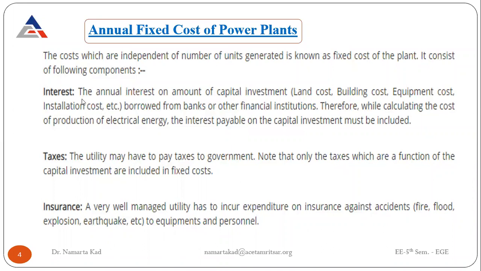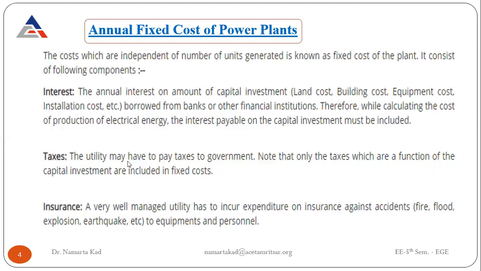And under this, the first category is the interest. The annual interest on the amount of capital investment. Okay, what the investment should be done to install the power plant. The annual interest on the amount of capital investment, like the land cost, building cost, equipment cost, installation cost, etc., borrowed from the banks or other financial institutions. Therefore, while calculating the cost of the production of electrical energy, the interest payable on the capital investment must be included.